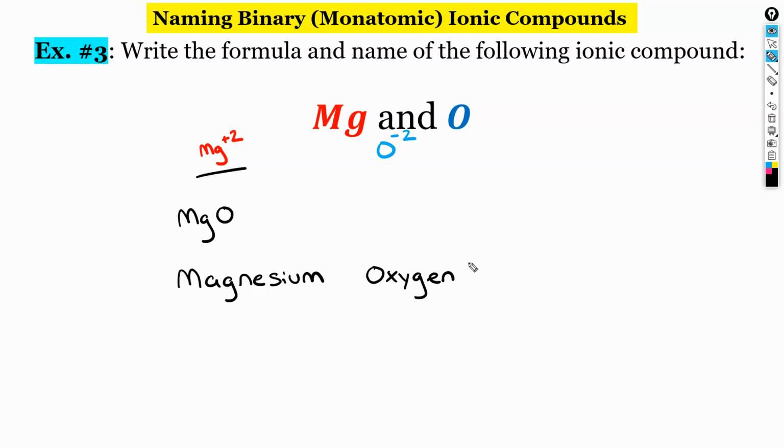All right, oxygen is a little tricky when it comes to naming. So you might think we just get rid of the EN at the end, but actually we're going to chop off the YGEN. So this will become magnesium, and it's going to be oxide. Okay, magnesium oxide is the proper name for this compound.